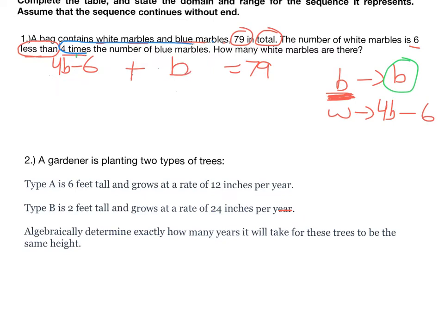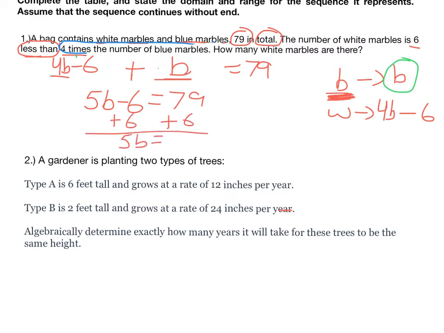So if you remember in class, the steps that we went through: step number 1, distribute if necessary. We don't have to distribute here. Step number 2, combine like terms, and we do have a couple like terms to combine. 4b plus b would be 5b. And then step number 3 is just to solve. We add 6 on both sides. We get 5b equals 85. And then we divide by 5 on both sides, and we get 17. So b equals 17.